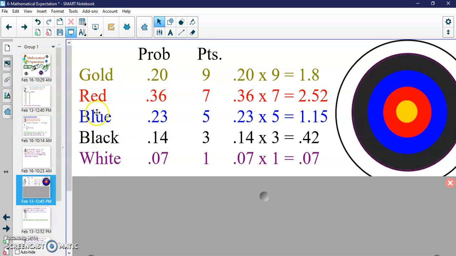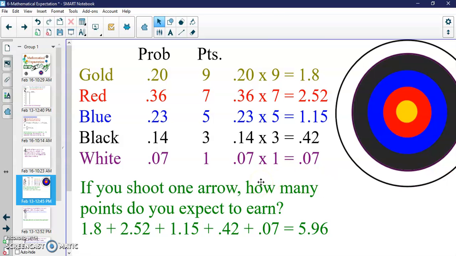Okay, there's 5 different point values, so there's 5 different events, 5 different things that can happen when we hit the board. So now we add these up to look at the expected value if we shoot one arrow. If we add these up, we get 5.96. So based on these probabilities, we can expect for every arrow we shoot on average to get just under 6 points.